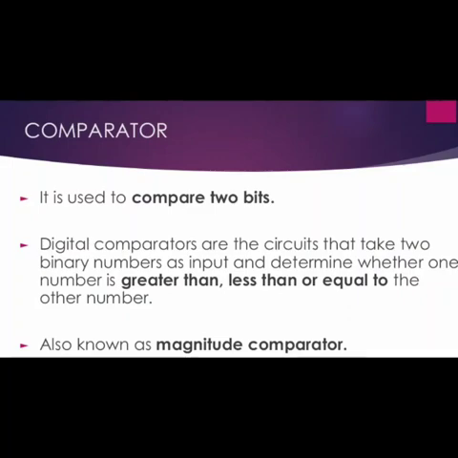We know that comparing 2 bits means one number can be greater than, less than or equal to the other number. Here also the same operation: a comparator compares the 2 bits and determines whether one number is greater than, less than or equal to the other number. A digital comparator is also known as a magnitude comparator.